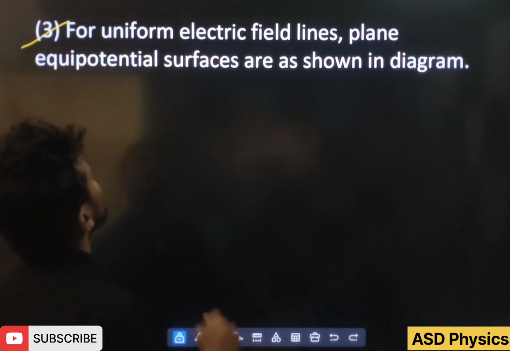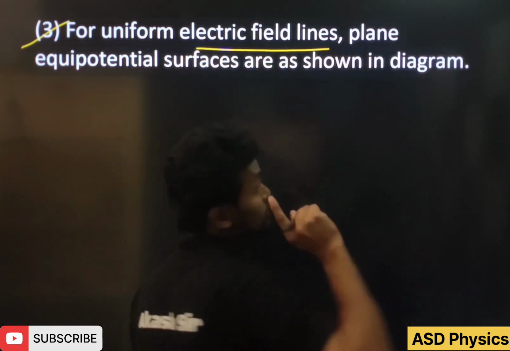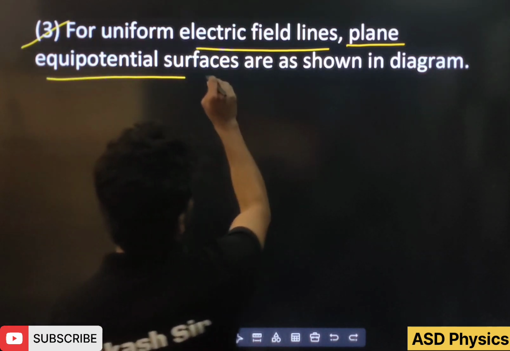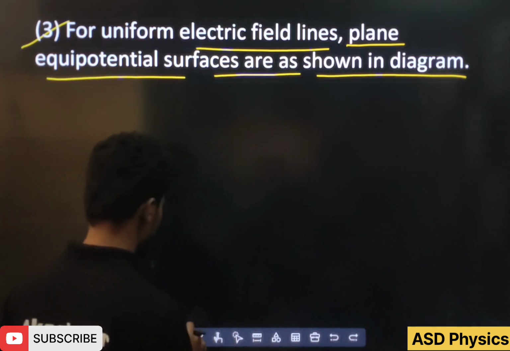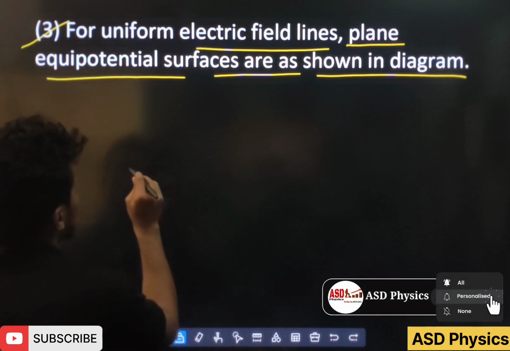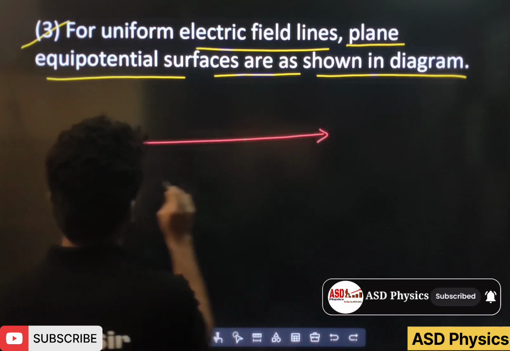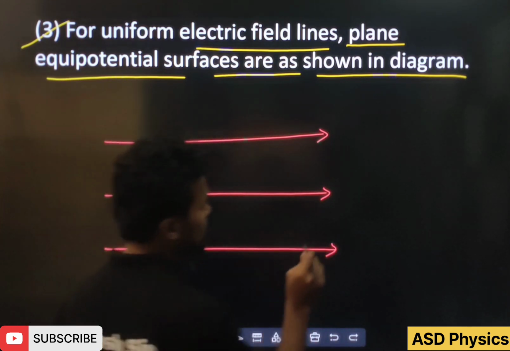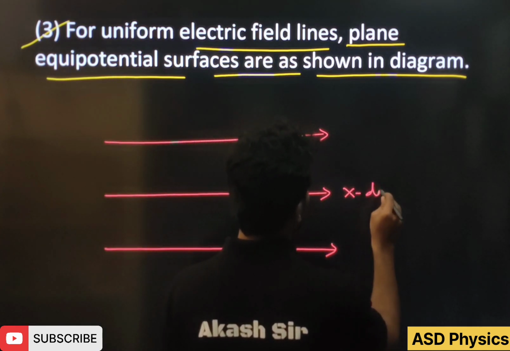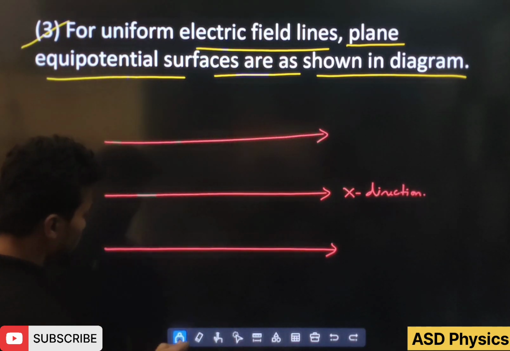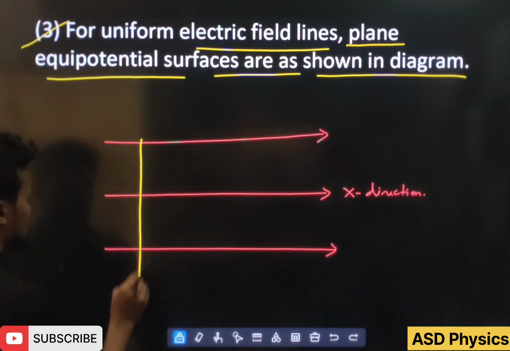Third one, for uniform electric field lines, very important for competitive exams, plane equipotential surfaces are as shown in the diagram. Now I am going to draw the uniform electric field, like this. This is the uniform electric field. Let's take for example that this electric field is along the x direction. In this situation, if I draw the equipotential surface, it will be something like this.